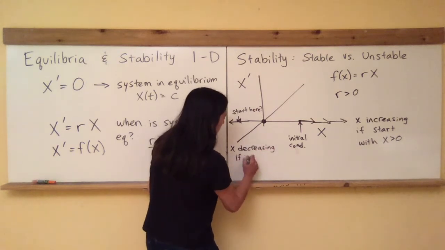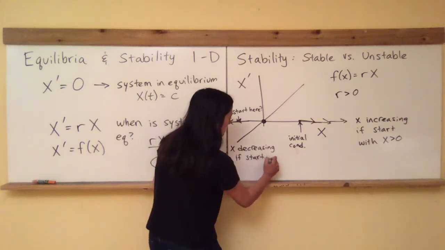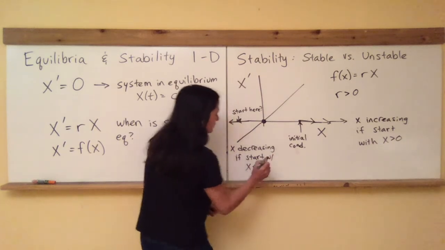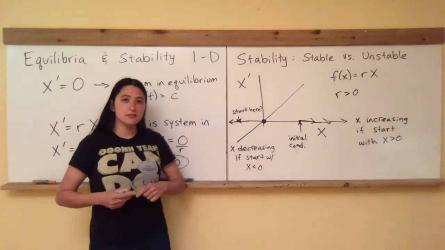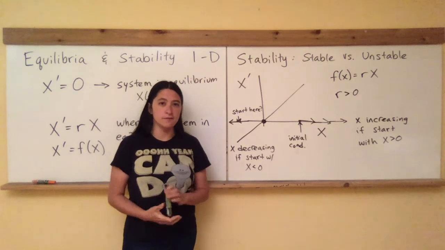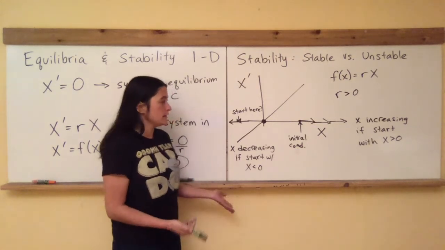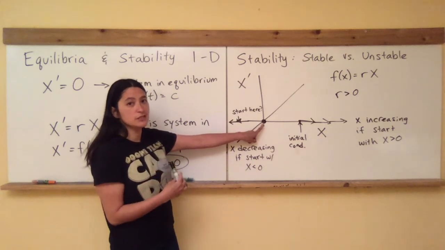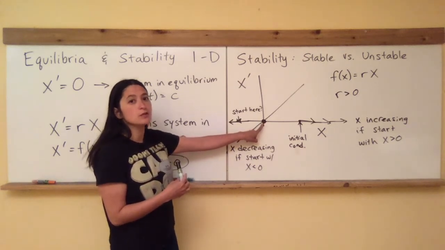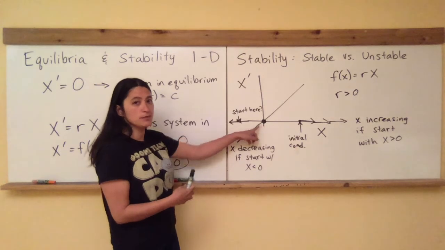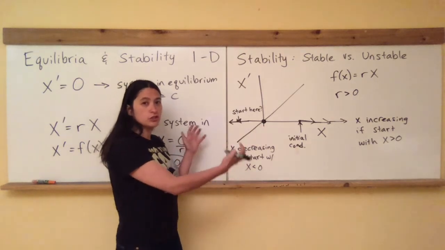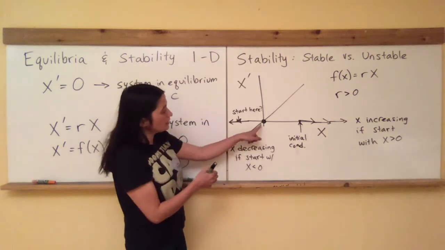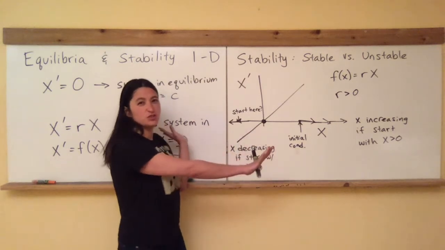if I start with x less than 0. Now going back to stability, I kind of want to classify this fixed point right here. What I'm trying to do is give a descriptor to this equilibrium point. Either it's going to be stable if initial conditions are attracted to it, or it's going to be unstable if initial conditions just want to get away from it.